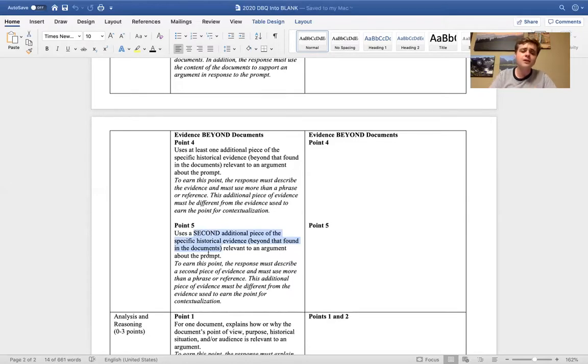But the key thing here is that the piece of evidence that you use has to be outside of the document. So you cannot use anything from the documents and then get the point for evidence beyond the documents. It has to be something outside of the documents, your outside information.